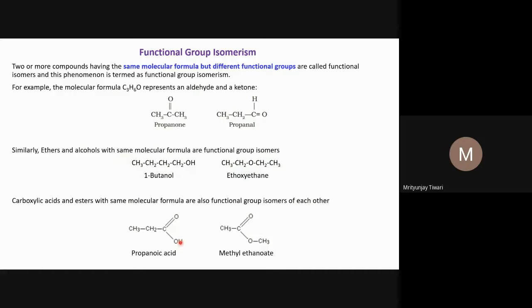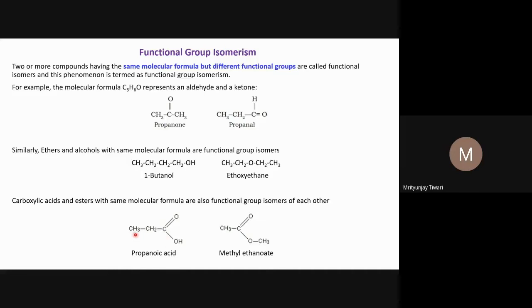Here again we see the similarity. If the COO group is attached to two different alkyl groups, or the carbon may be attached to a hydrogen atom even, but this O is definitely attached to one alkyl group, and this carbon can be attached to a hydrogen or an alkyl group, then it is an ester. And in the case of carboxylic acid, this O is attached to a hydrogen atom, so this is a carboxylic acid. If the carboxylic acid and ester have the same molecular formula, they are functional group isomers.